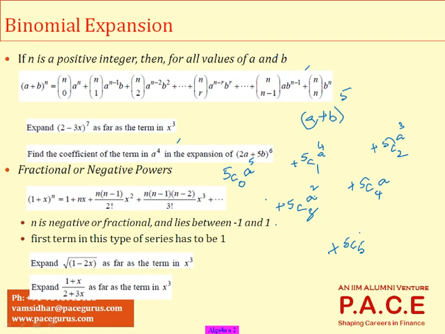Now take the second term. Start with 0. B power 0 anyhow is 1. B power 1. B squared. B power 2. Put B cube. Put B power 4. Put B power 5. This is the expansion.